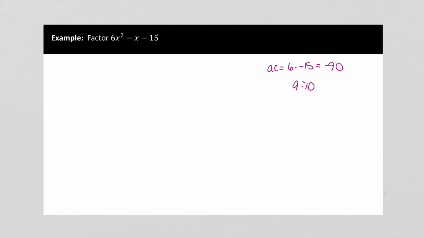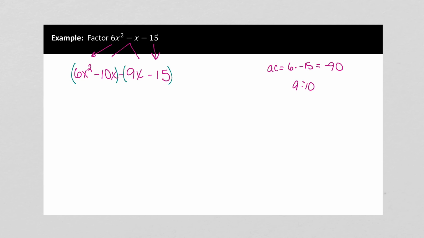So here's what we do. We bring down the 6x squared, and in place of the negative x, we split that into negative 10x minus 9x. And then bring down the negative 15. Here's where the grouping comes in. Group the first two terms, group the second two terms. Factor the GCF out of the first two terms, factor the GCF out of the second two terms.